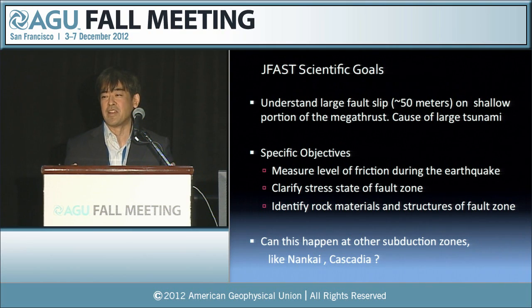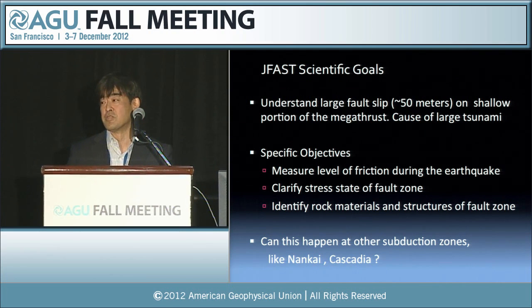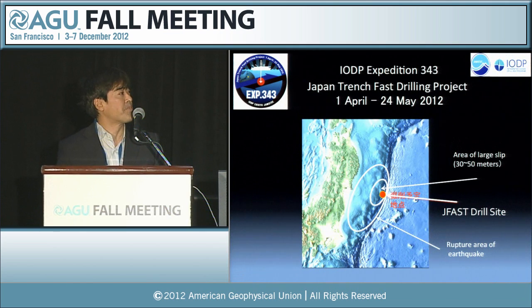So almost any kind of sample that we can get of the fault zone is very important. And all this, of course, goes into trying to understand the large slip here. And if we understand there, it's obviously very important in terms of what may happen in other subduction zones like Nankai or Cascadia in terms of the shallow slip, and again in terms of tsunami generation.